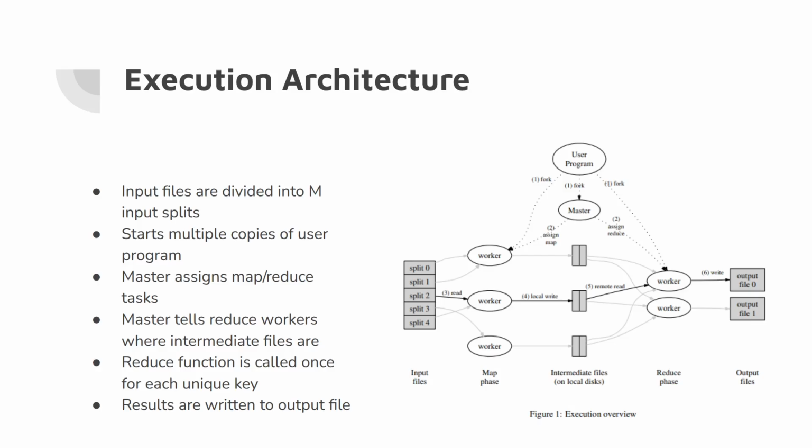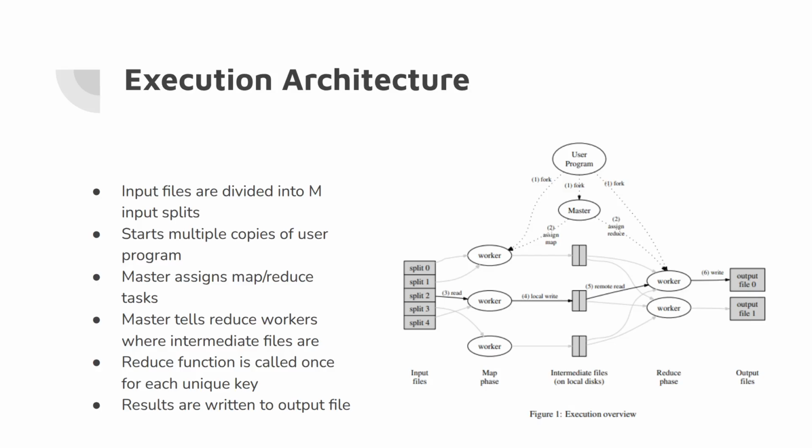A map worker reads its assigned input split, calls the user map function, and temporarily stores the intermediate key value pairs in memory. These pairs are then partitioned and written to the map worker's local disk. The map worker tells the reduce workers where those intermediate files are located.